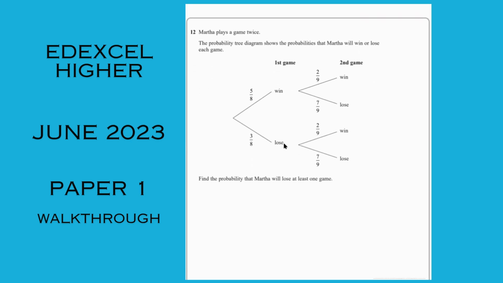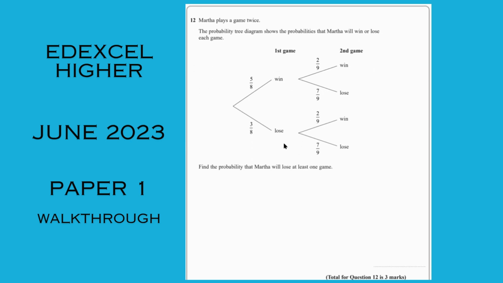Number 12, good old probability trees. Find the probability that Martha will lose at least one. So that's there, because she loses both. That's there, because it's lose-win. And that's there, because it's win-lose. So you could find the probabilities of each of those and add them all together.